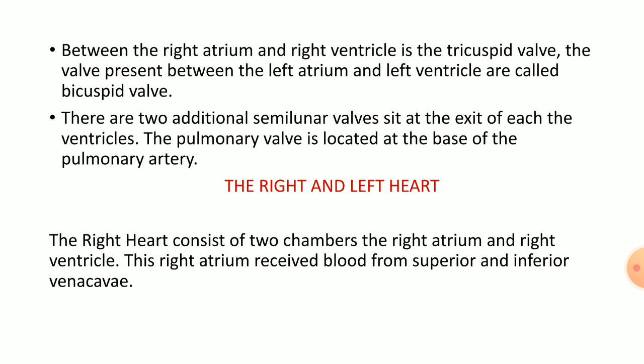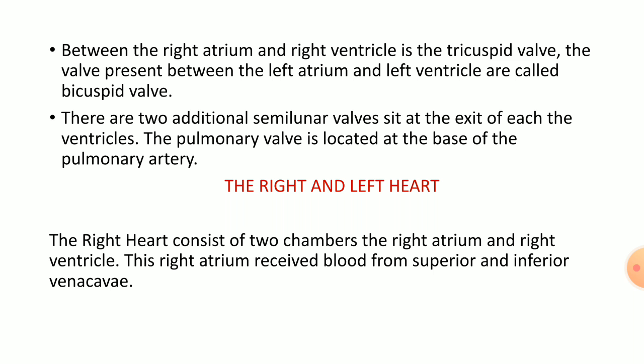There is an additional pair of semilunar valves that sit at the exit of each ventricle. Each ventricle means the left and the right ventricles. And the pulmonary valve is located at the base of the pulmonary artery.